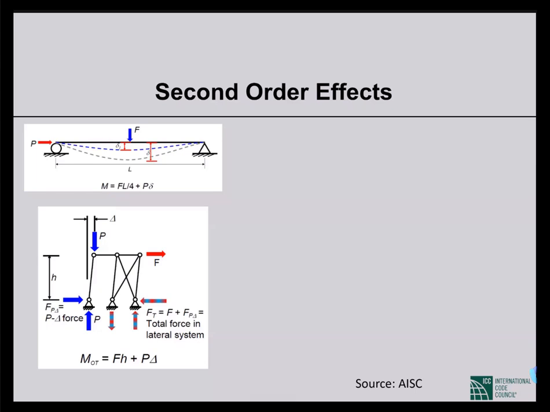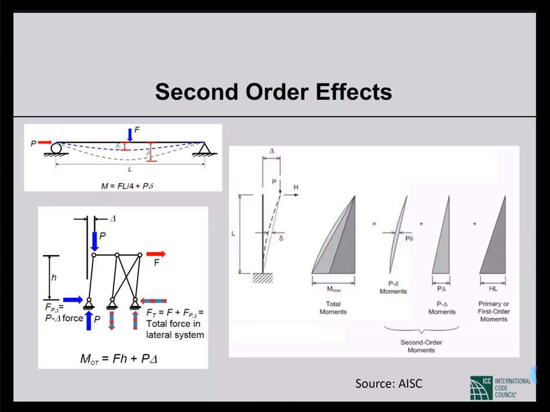This is not at the individual member level. This is at the global structural level. So there are two P delta effects, second order effects. One is at the global structure level, which is called P large delta effect. And another is due to the bending of individual members, which is called P small delta effect. Now, usually both happen together.